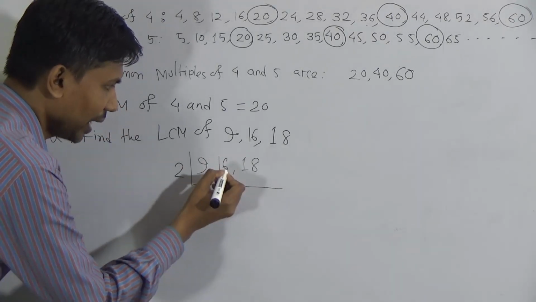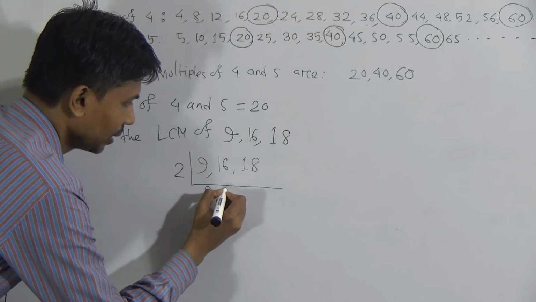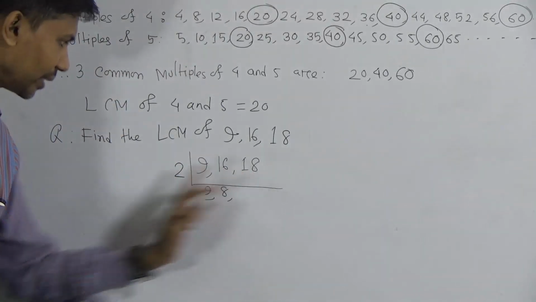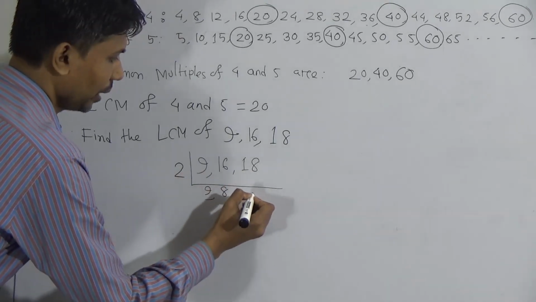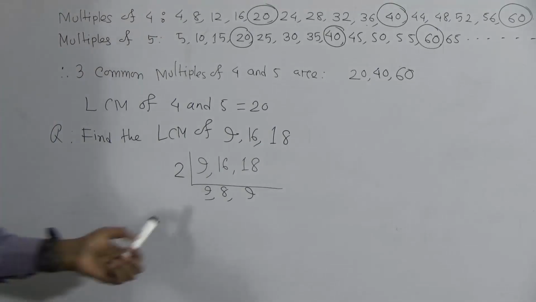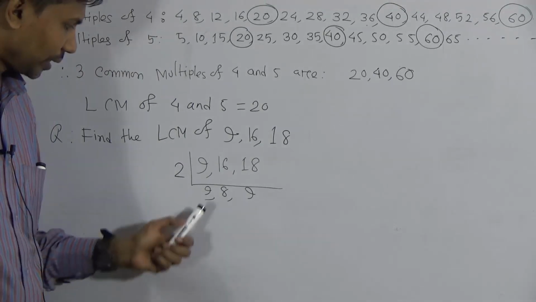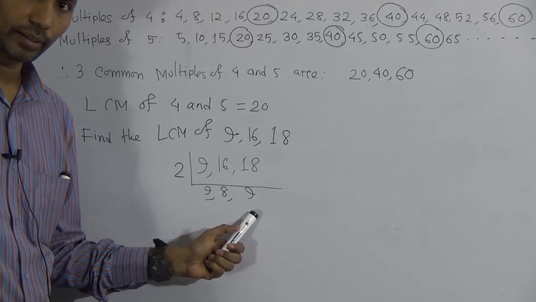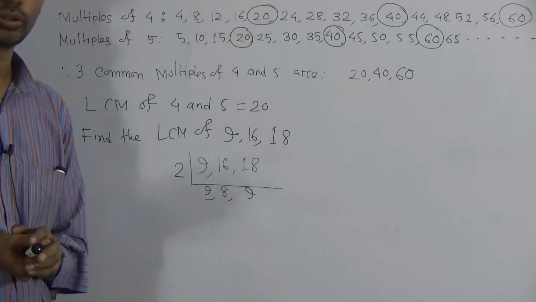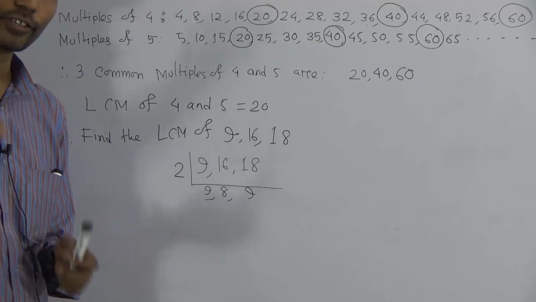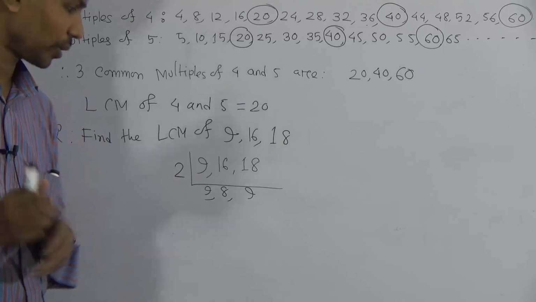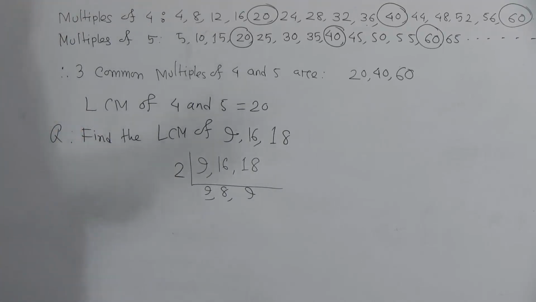Now divide 16 by 2, then we get 8. Then divide 18 by 2, then we get what? 9. Student, look carefully. You see, now this is 9 and this is 9. Now we can select 9, but no, this is a mistake, because 9 is not a prime number. Okay? 9 is a composite number. So you have to select a prime number.